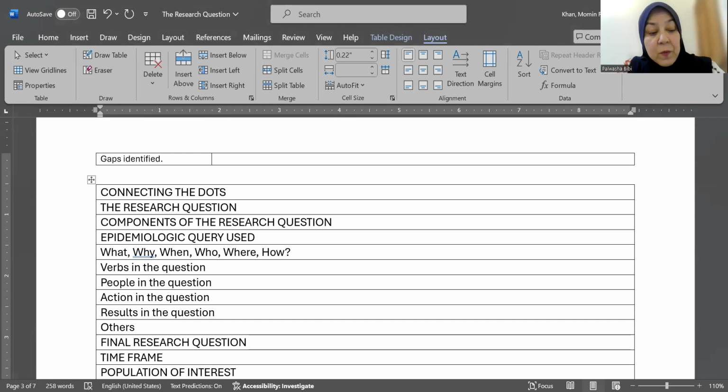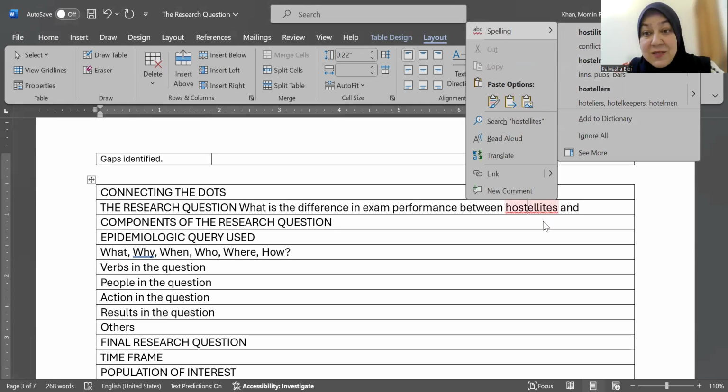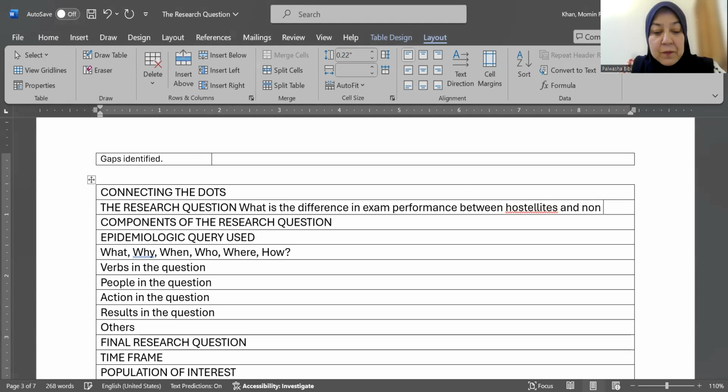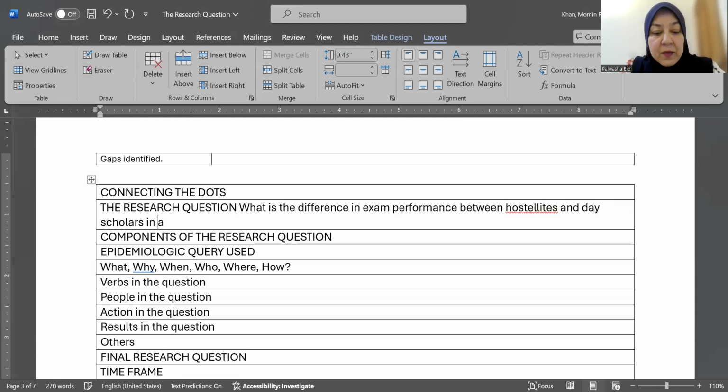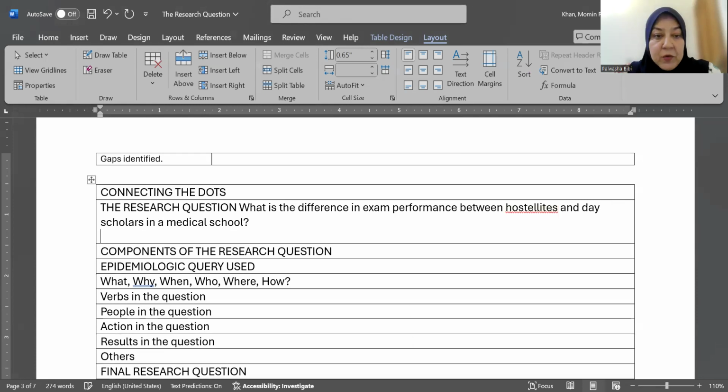All right. So my research question is, what is the difference in exam performance between hostilities, which is basically the same thing, and day scholars in a medical school. Now, this is my research question.